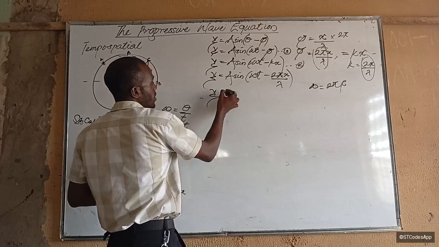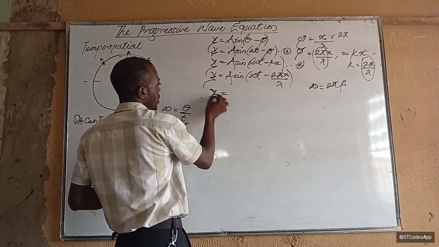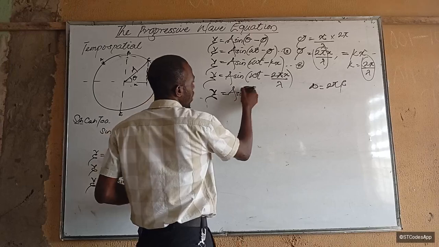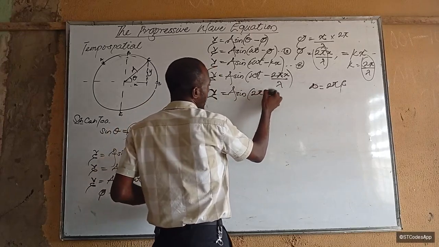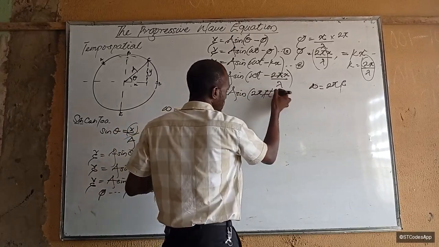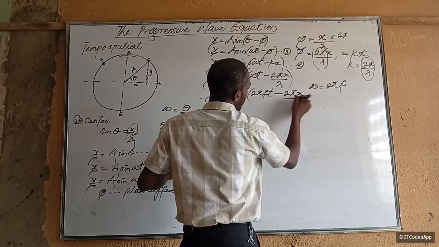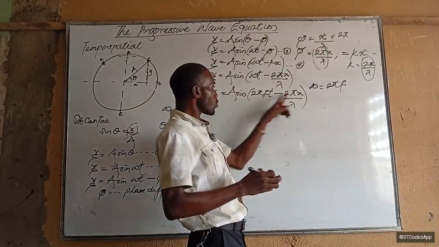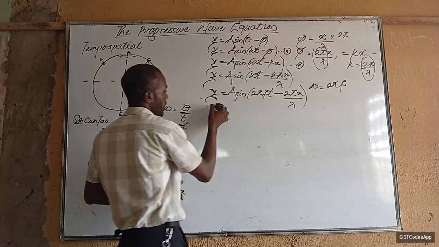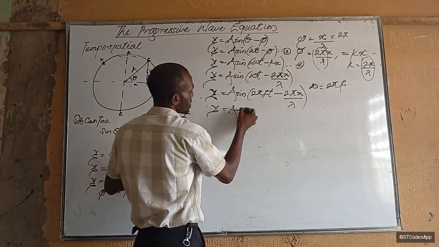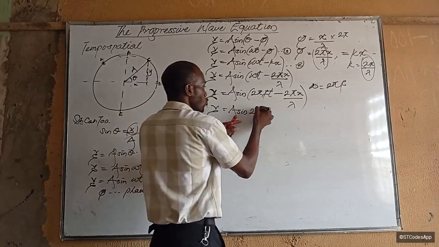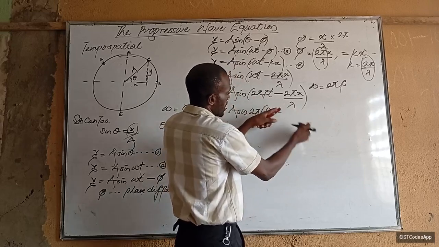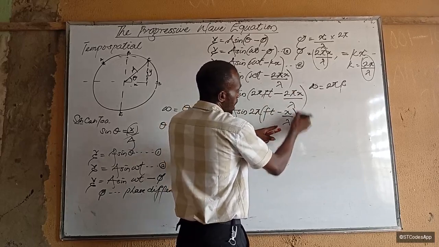So if that be the case, then we know that y is equal to A sine of omega, which is 2 pi f, times t, minus 2 pi x over lambda. You can already see that 2 pi is common here and here. You can therefore say that y is equal to A sine of 2 pi into bracket ft minus x over lambda.